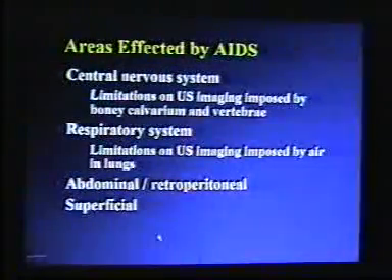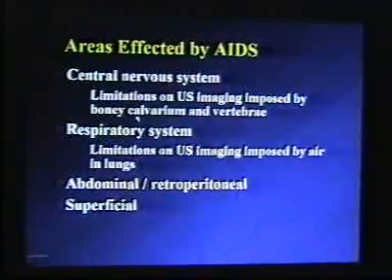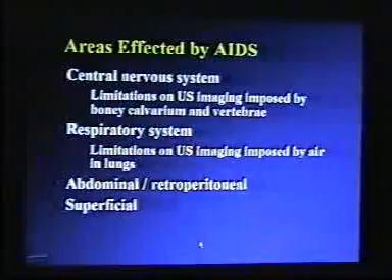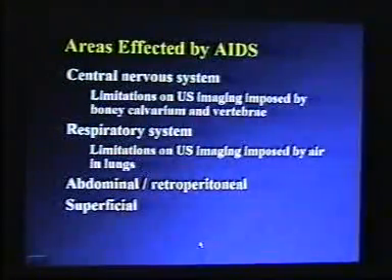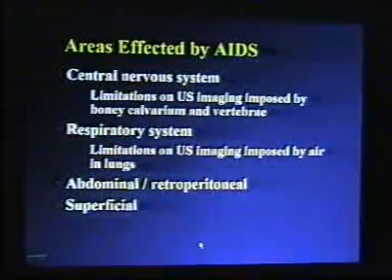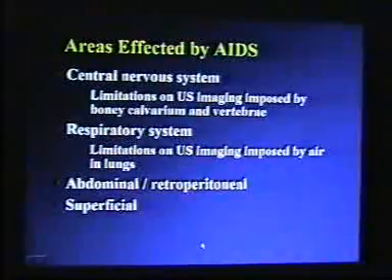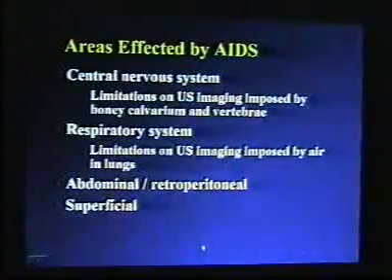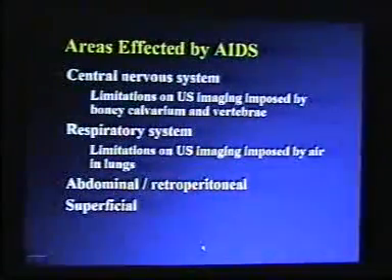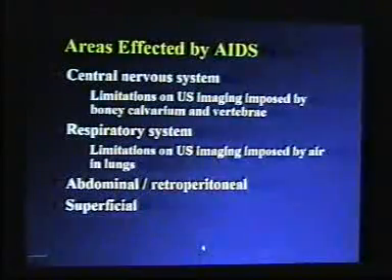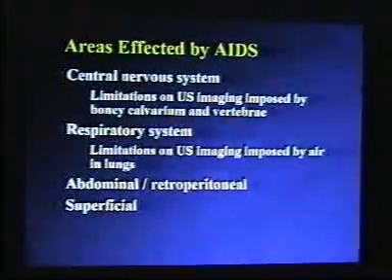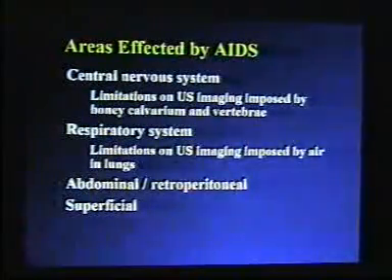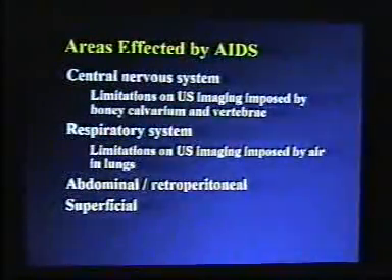There are different areas which are affected by AIDS. These include central nervous system, respiratory system, abdominal retroperitoneal system, and superficials. In the central nervous system, there are limitations for ultrasound imaging imposed by bony calvarium and vertebrae. Limitations on ultrasound imaging in the respiratory system are imposed by air in lungs. So we can see the abdominal, retroperitoneal, and superficial structures by using ultrasonography in AIDS patients.